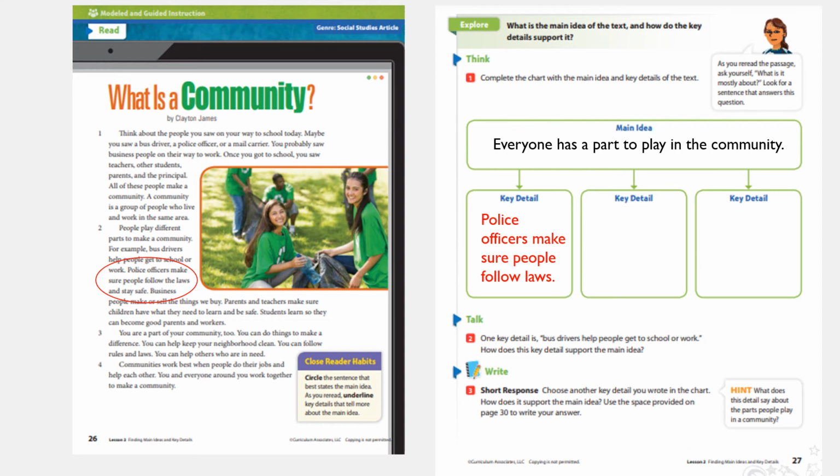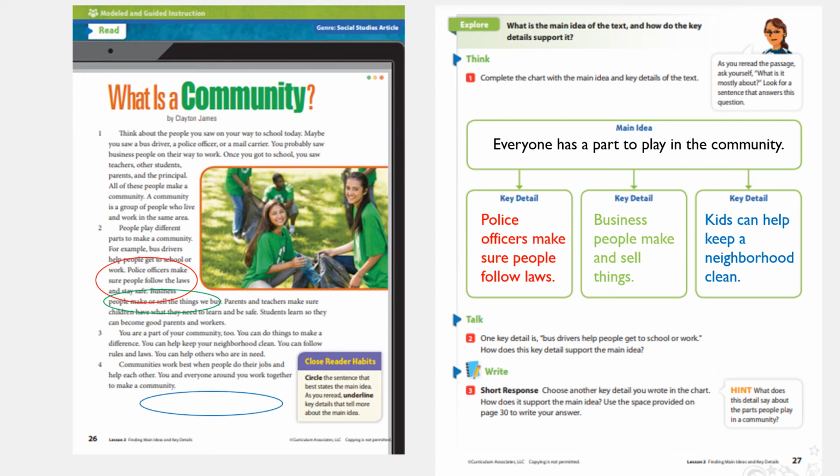Another key detail in the text is another type of person that plays a role in our community. It said business people make and sell things. Well, I need to make sure that I highlight that in my text too, so I'm circling that as well. And then one more example, because it's asking for 3. I have police officers, business people, and the third one is kids. Kids can help keep a neighborhood clean. So that's a part that kids can play in the community. And again, I wanted to circle that idea in my text.